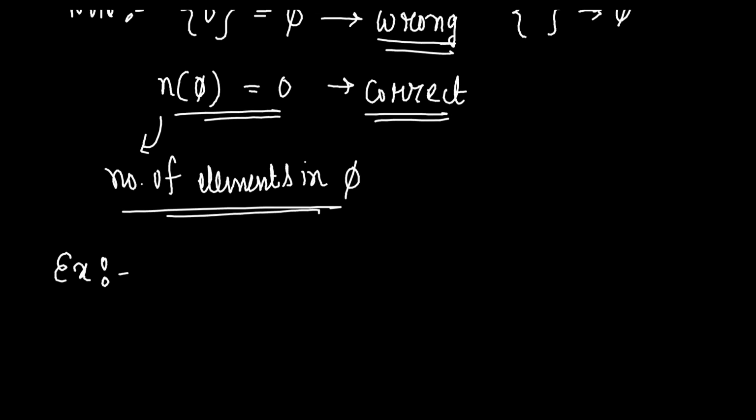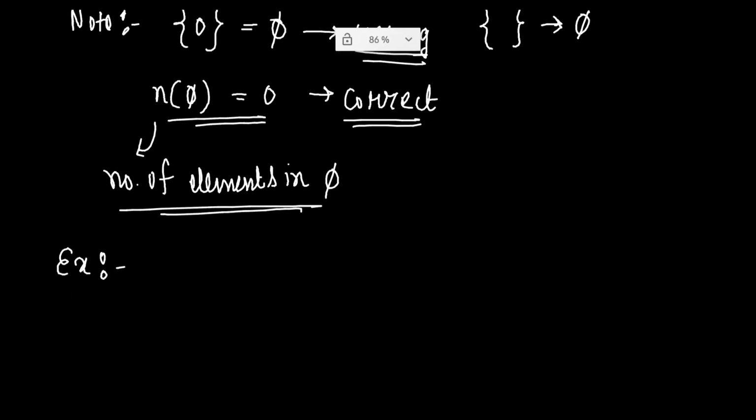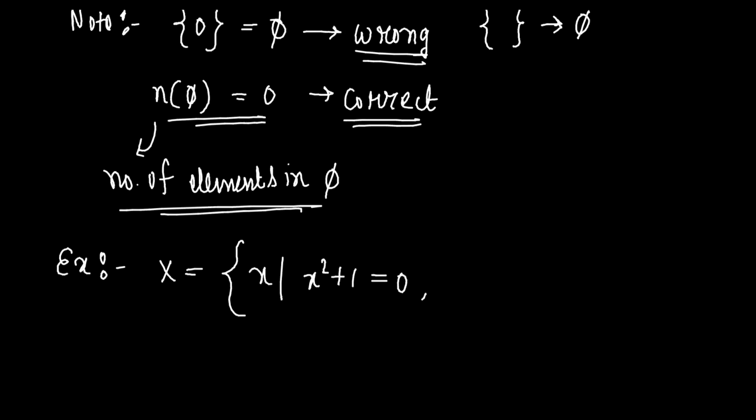Suppose we take a set capital X, represented in set builder form: X such that x square plus 1 is equal to 0, and x belongs to R. We have to write the values of x which satisfy this equation and form a set of them, where x belongs to the real numbers.